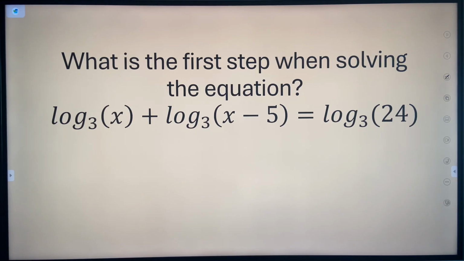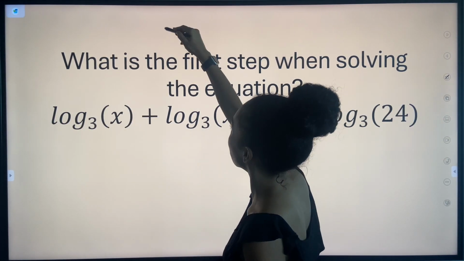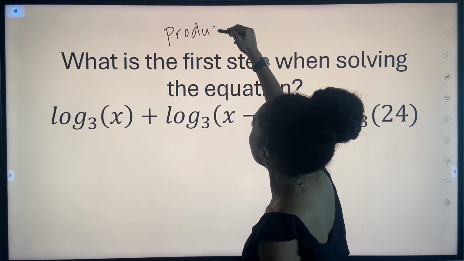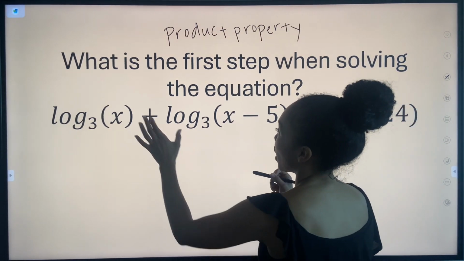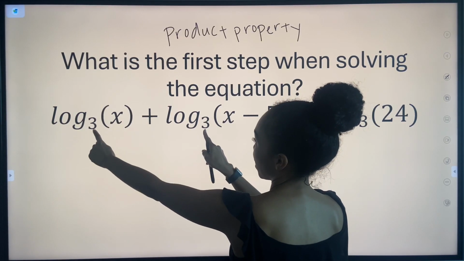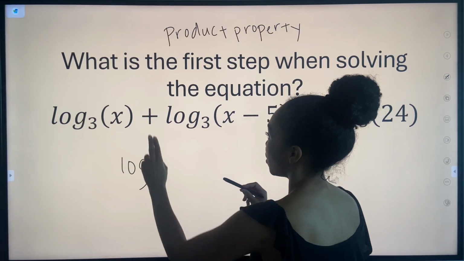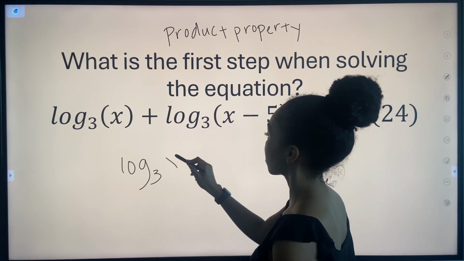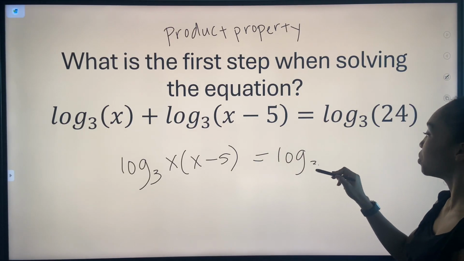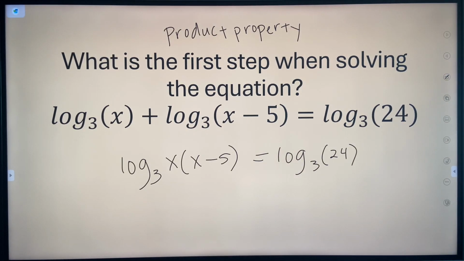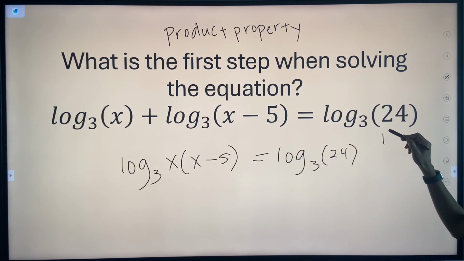What is the first step when solving the equation? Okay, well first, you're going to use the product property, which means when you're adding logs and they have the same base, you can multiply them. So this is log base 3, and then you do x times this. So x times x minus 5. That's the first thing you would do, is combine it into one thing.